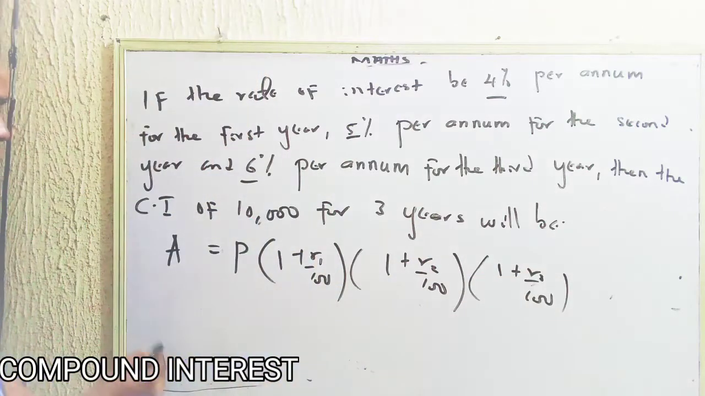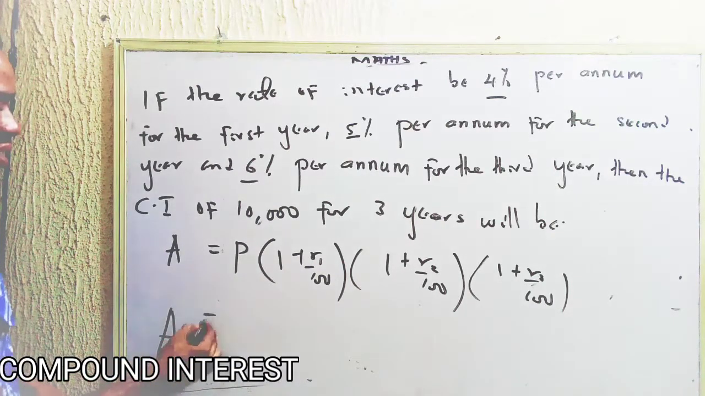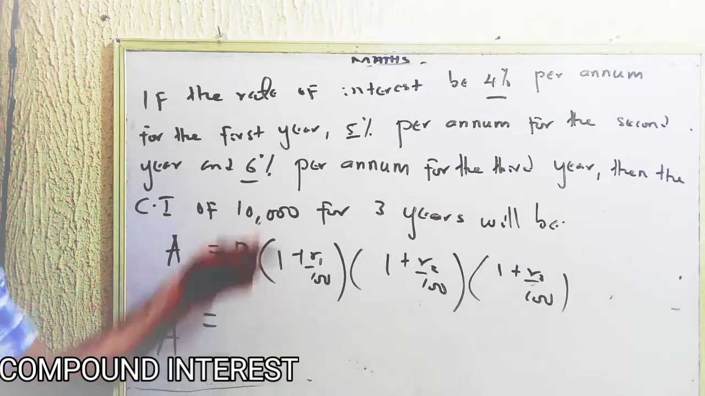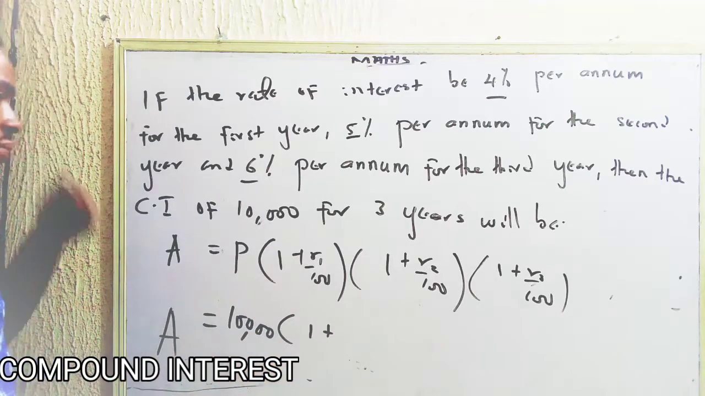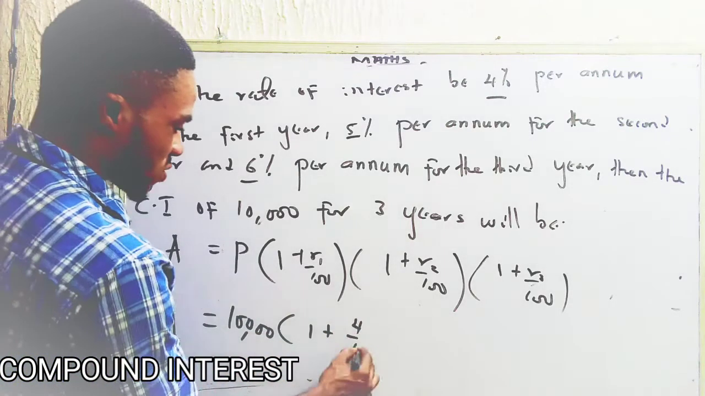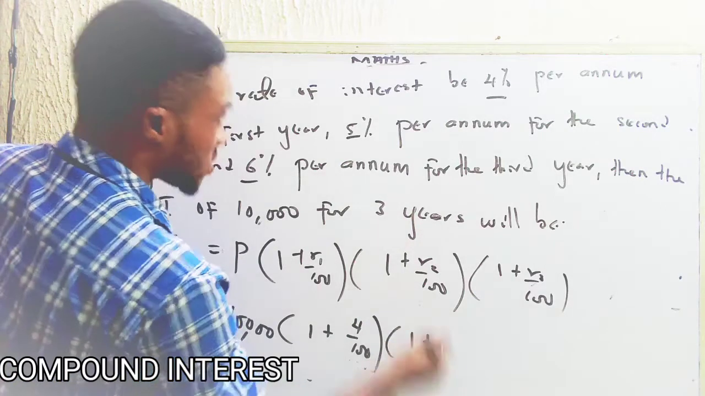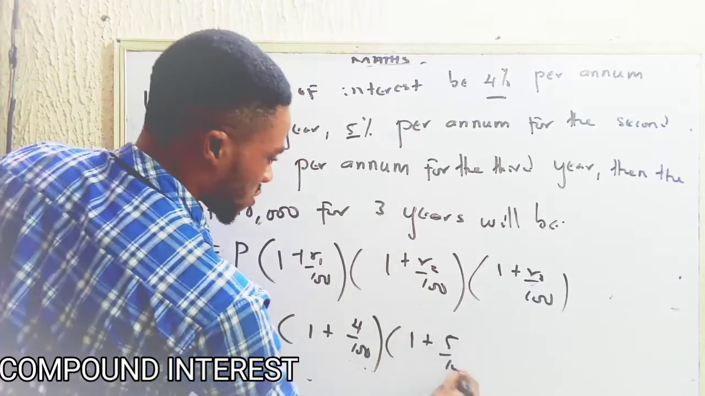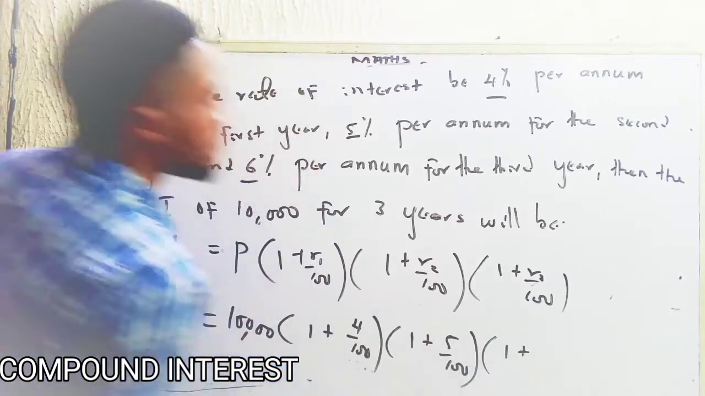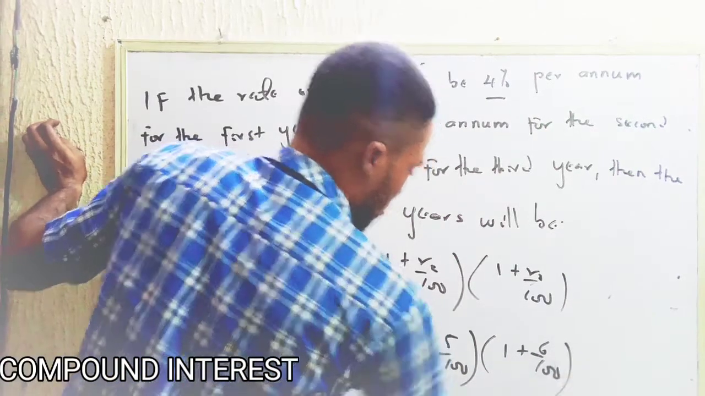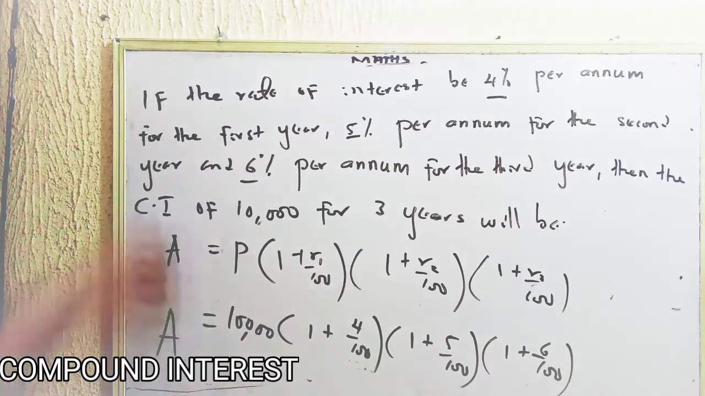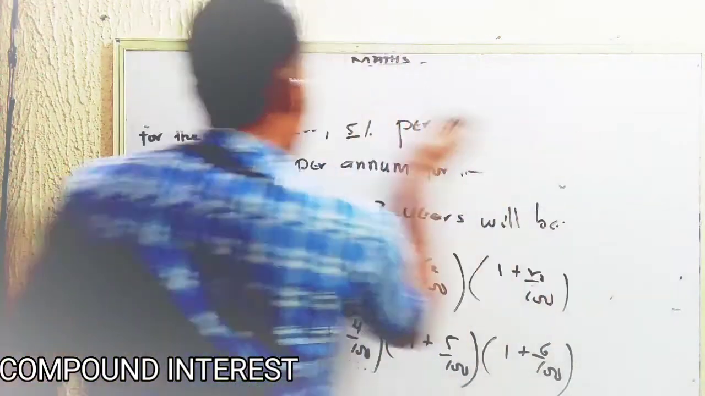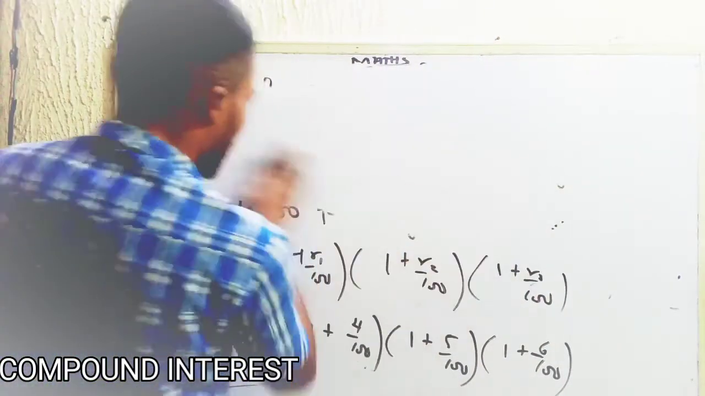So if that is true, I'll have the amount. Remember, I'm looking for the compound interest, but let me just find the amount first. I have this to be equal to the principal, which is 10,000. So I have 10,000 there. I have 1 plus r1, which is the first one, which is 4 over 100, bracket, 1 plus r2, which is 5 over 100, 1 plus 6 over 100. Now on getting to that juncture, all I have to do is to divide all those numbers by the 100 that are there.